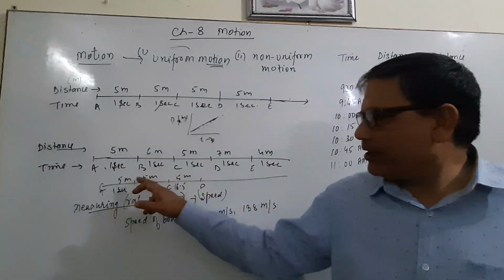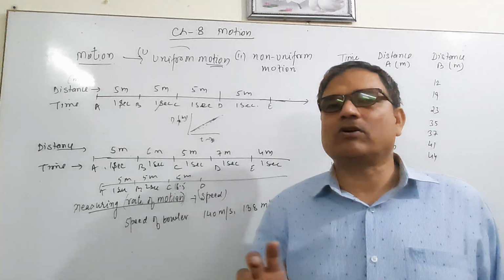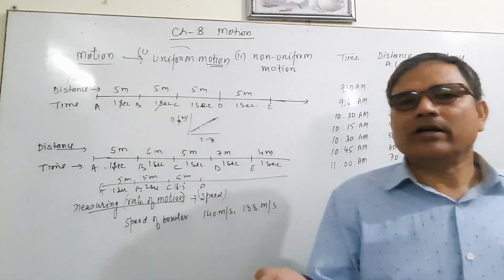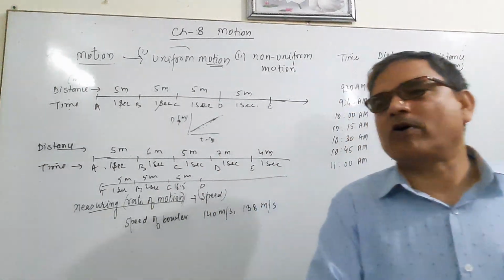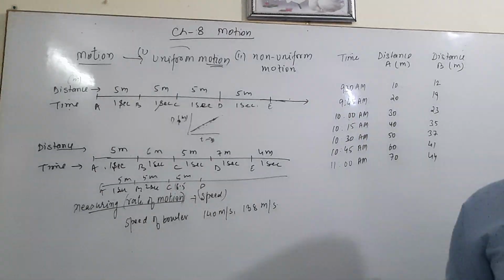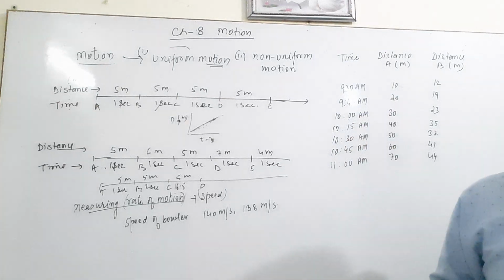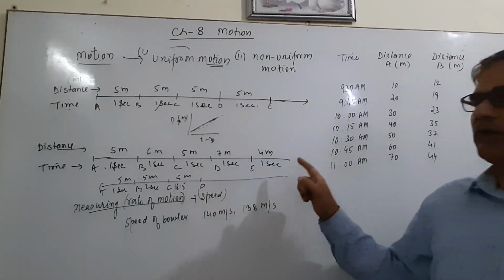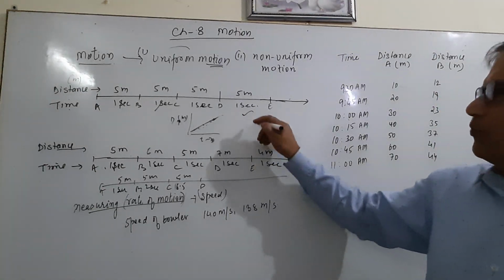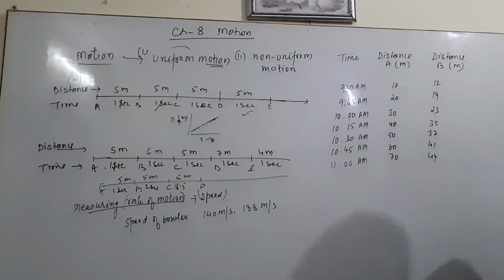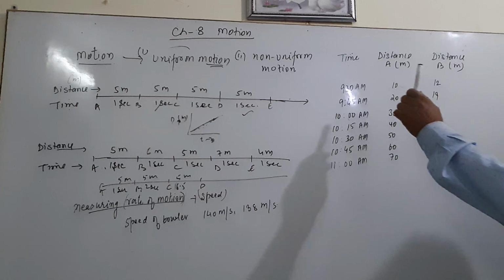Why? The distance is the same, but the time taken to cover the distance is not the same. It means equal distance covered in unequal intervals of time. This is also non-uniform motion, and that graph will not be straight. It will be a curved path between distance and time. Uniform and non-uniform motion. Now, to try yourself, answer the question which I am asking.